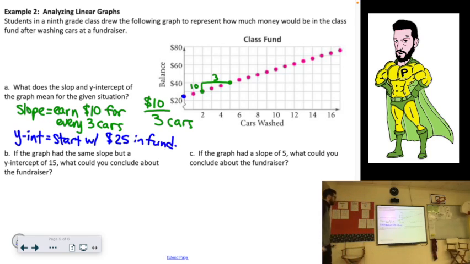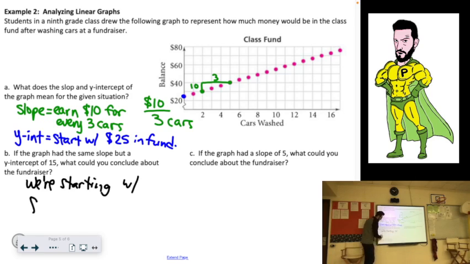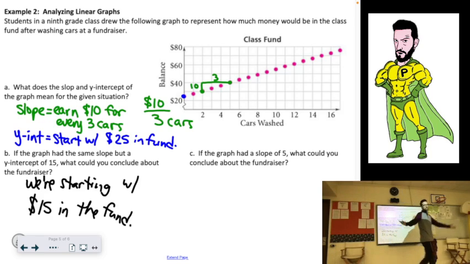B, if the graph had the same slope but a y-intercept of 15, what could you conclude about the fundraiser? Well, the y-intercept was our starting amount. So if we're starting at 15 instead of 25, that means we're starting with $15 in the fund. So maybe someone just gave a $15 donation to get the party started.